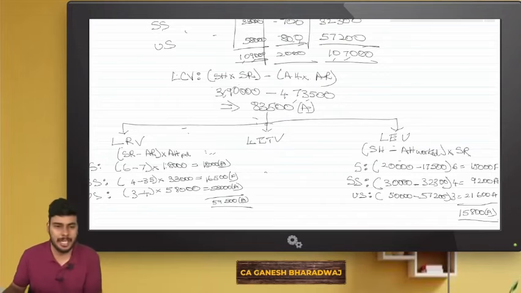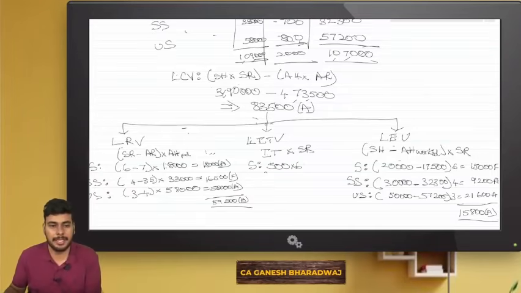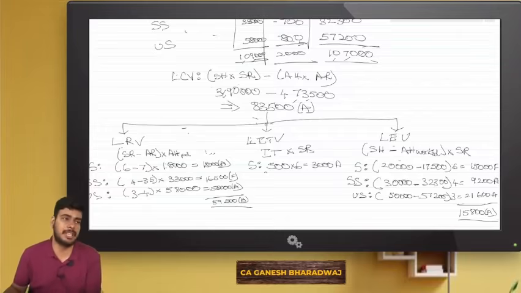Idle time variance. What is the formula? Simple. Idle time into standard rate. So for skilled, what is the idle time? 500, right? 500 into standard rate 6. How much is that? 3,000 adverse. Always adverse. In this variance alone, there will not be any favorable. How can there be a favorable idle time? No, there can't be.